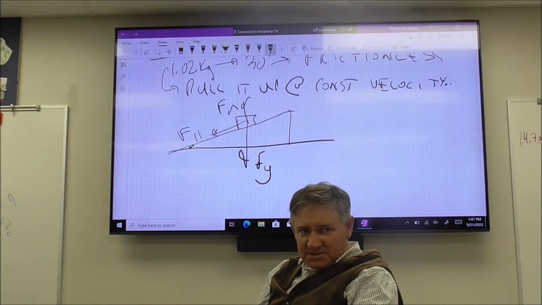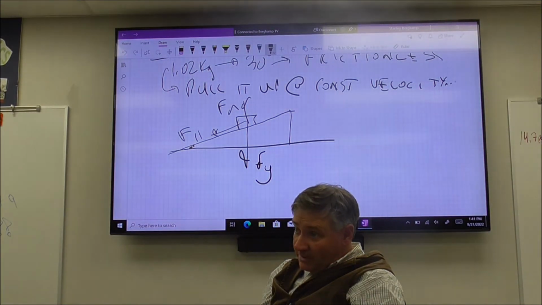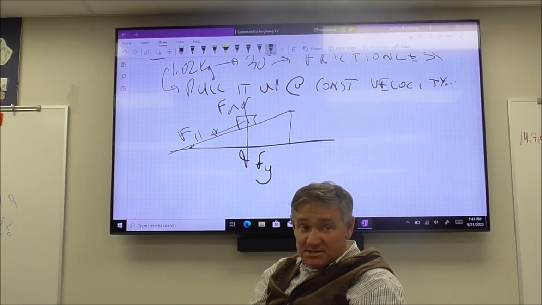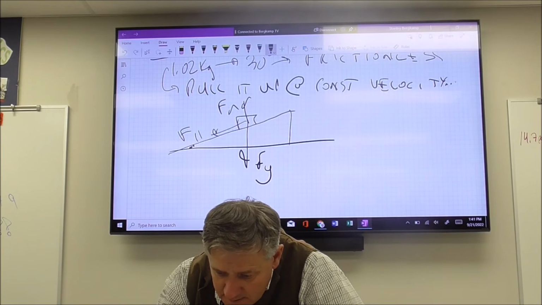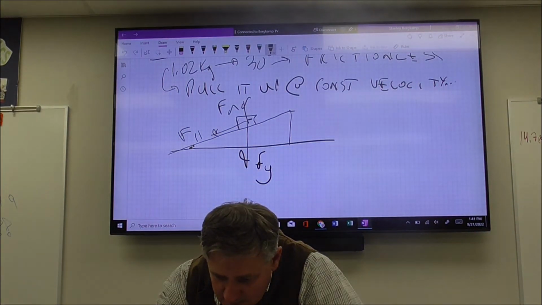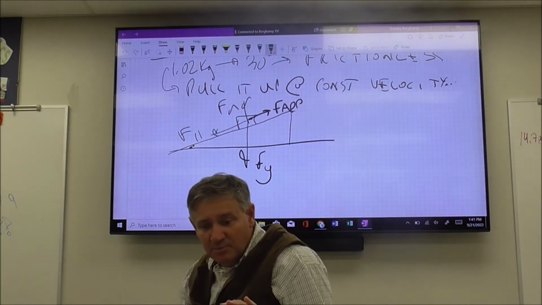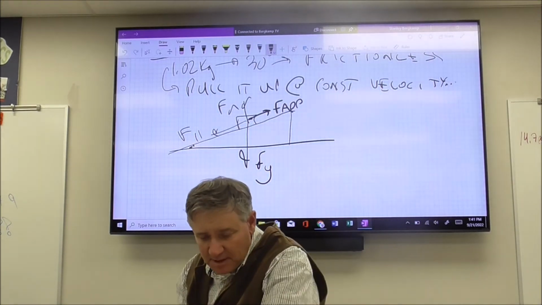So I want to push this thing up the hill at a constant velocity, or I want to prevent it from rolling down, or let it roll down the hill at a constant velocity. Same idea. So no matter what, my force applied is going to act up the hill. So now I've got four forces involved: normal, parallel, gravity, force applied.